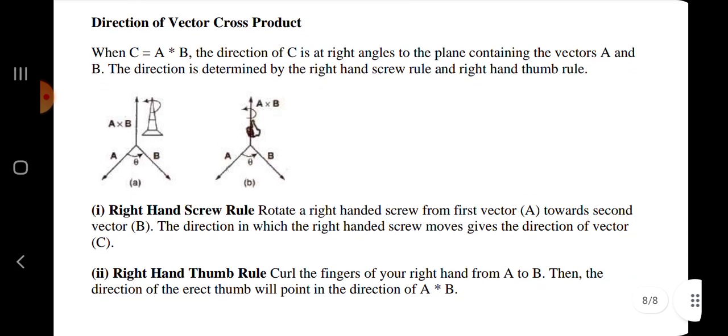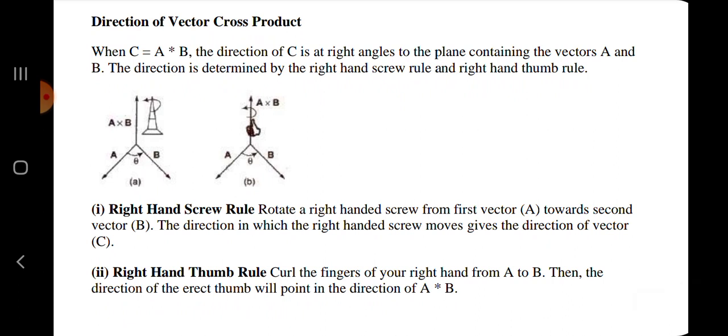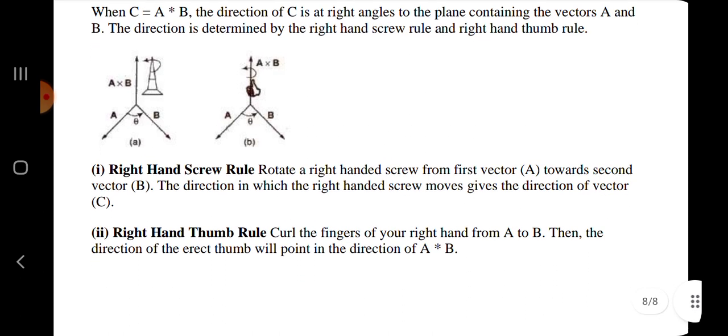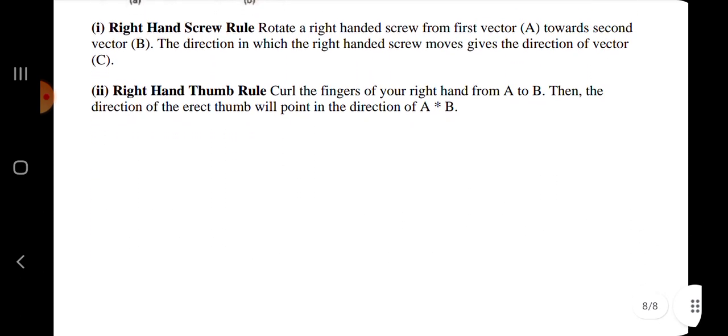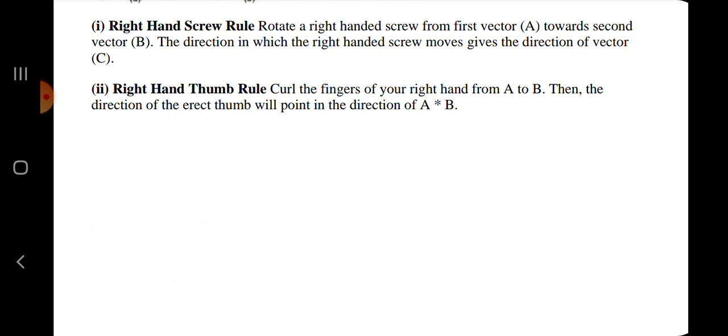Direction of vector cross product: when C is equal to A cross B, then the direction of C is at right angle to the plane containing the vectors A and B. The direction is determined by the right hand screw rule and the right hand thumb rule. Right hand screw rule: rotate a right handed screw from the first vector A towards the second vector B. The direction in which the right handed screw moves gives the direction of vector C. Right hand thumb rule: curl the fingers of your right hand from A to B, then the erect thumb will point in the direction of A cross B.